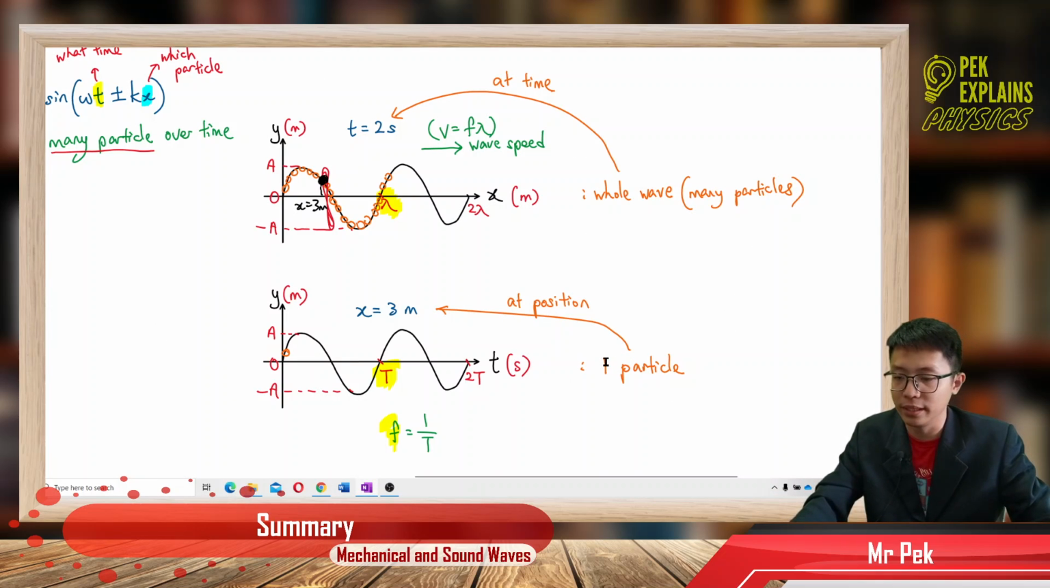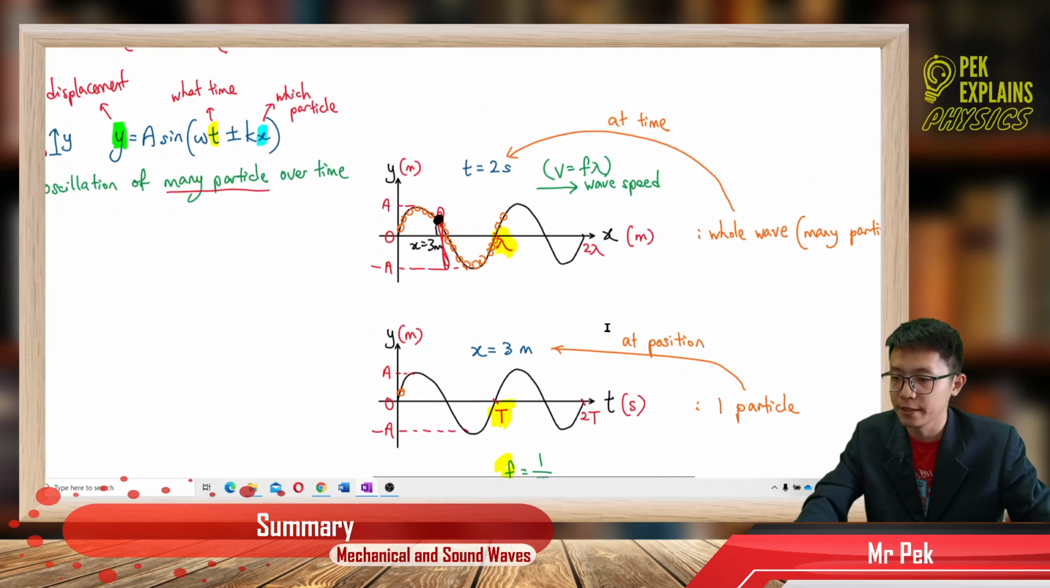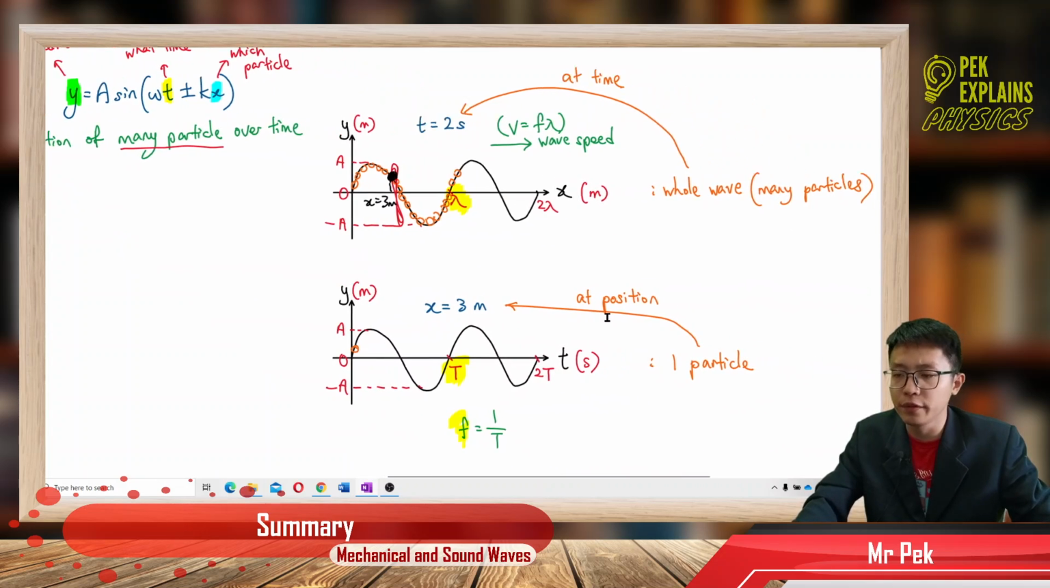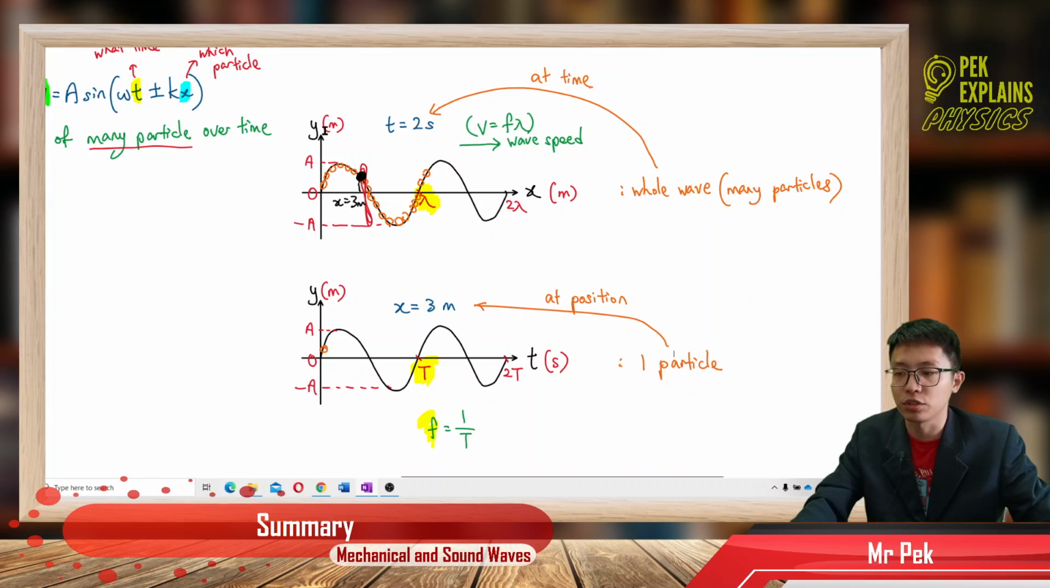Okay, and be careful with the units. For the amplitude, you need to check the unit. Y is in meter, so the amplitude is also in meter. For lambda, you must check the x-axis. It is in meter, so lambda is in meter. Sometimes it can be in cm. If x is in cm, the lambda is in cm. If y is in cm, the amplitude is in cm. And for the period, you need to check the time axis. If the time axis unit is millisecond, then your period is in millisecond. So be careful.